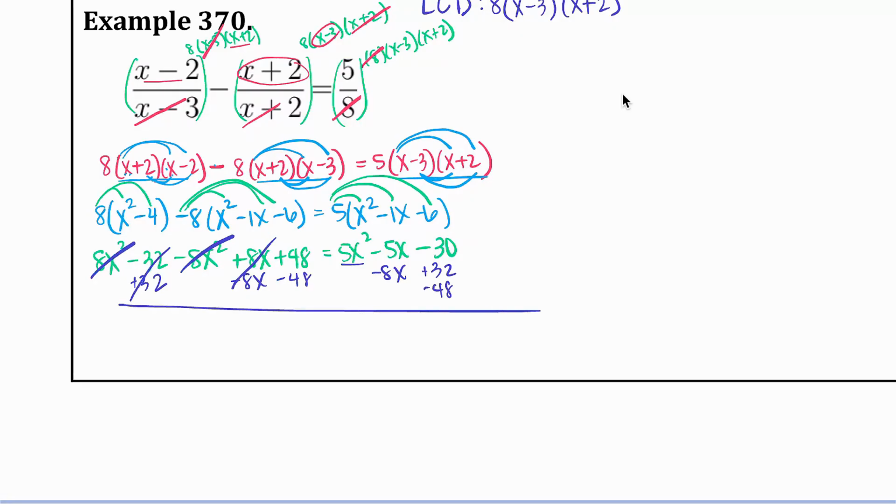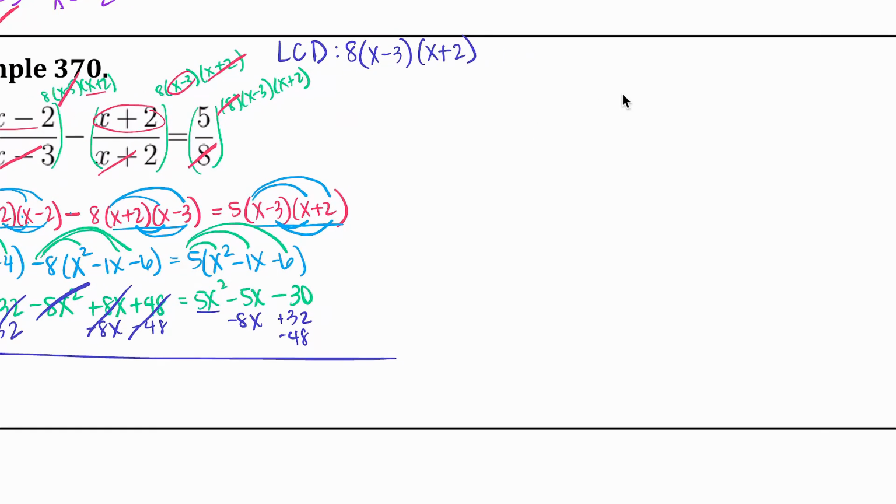All right, let's see what we get here. So we have a 0. I'm going to scoot up here. We have a 0 on the left side. We just have a 5x squared, nothing to combine that with. Negative 5x minus 8x is negative 13x. And then we have negative 30 plus 32, which gives me 2. 2 minus 48 is negative 46.